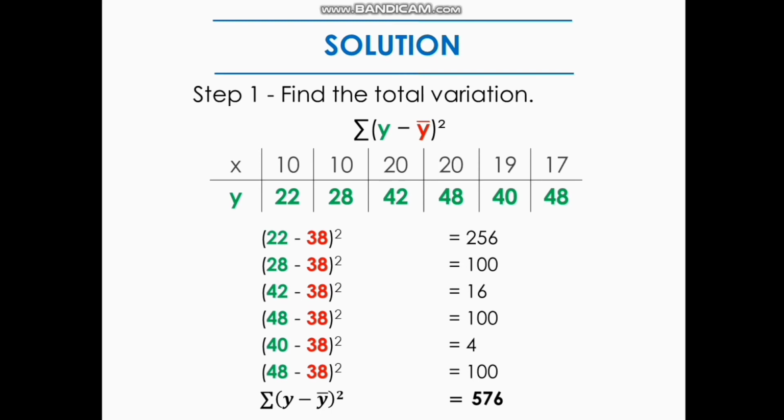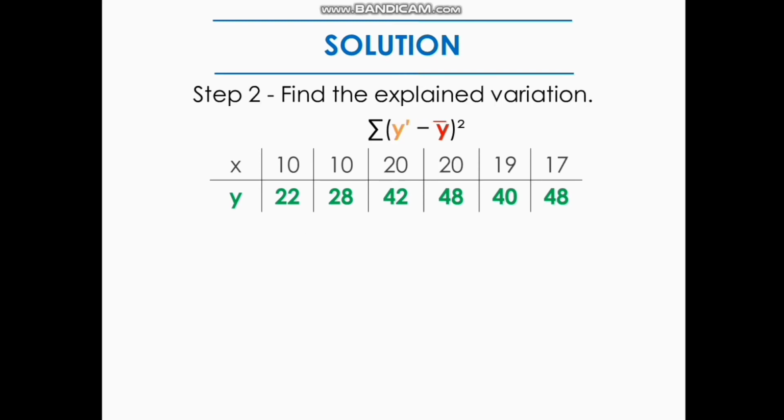Then our total variation is equal to 576. Next, for our step 2, let's find the explained variation. So let us find first our predicted values. To do this, let's substitute the values of x to our regression equation.